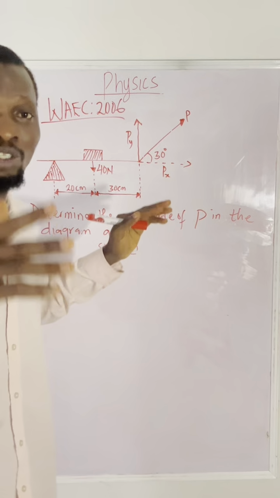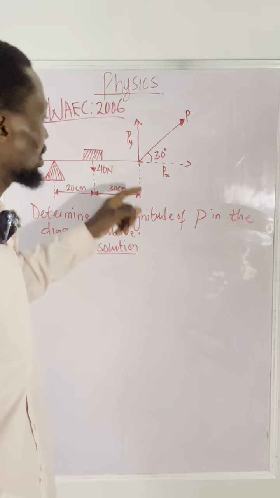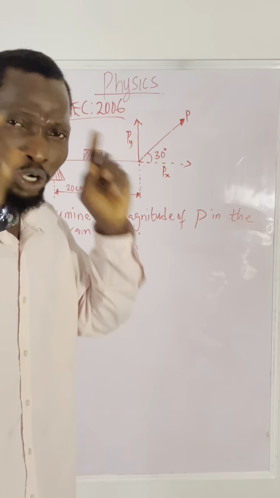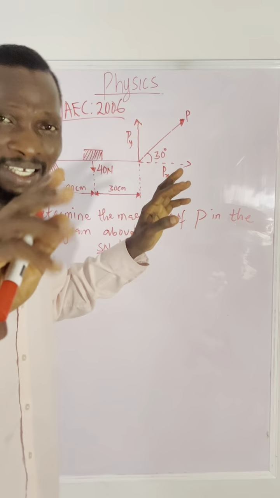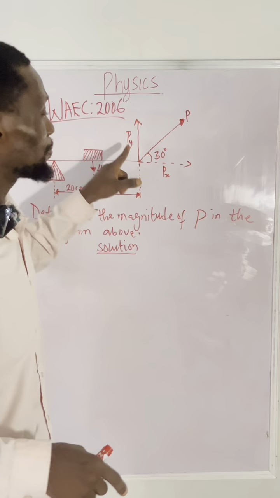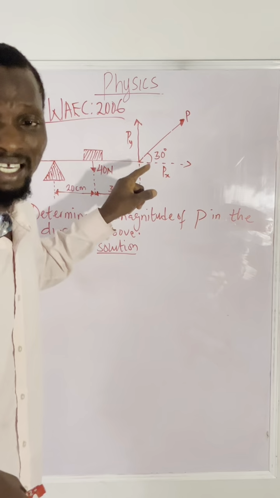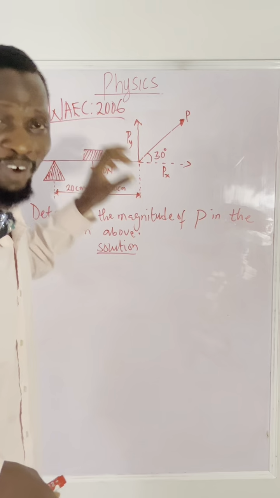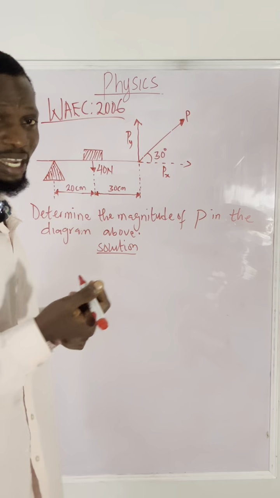resolving a force into components. Now, this Py is called the vertical component, and this Px is called the horizontal component. Now, the component that you are going to need will depend on the topic. But in this topic, you are going to be needing the what? The vertical component. You are going to need the vertical component. So, how do we get the vertical component?